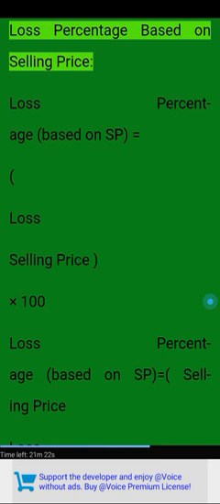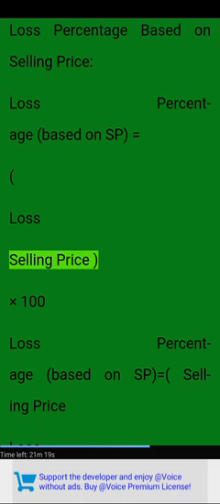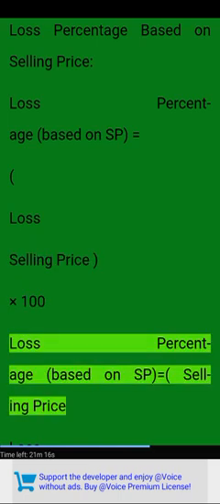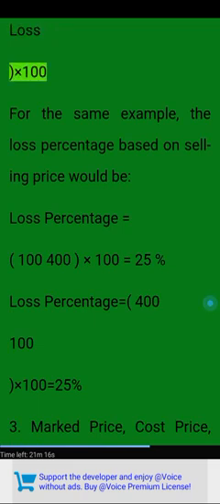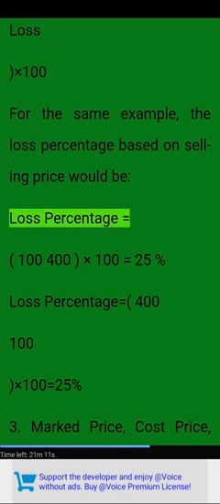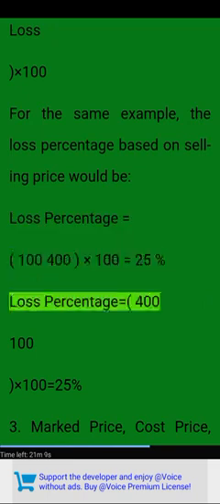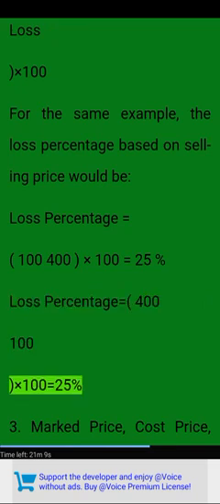Loss percentage based on selling price. Loss percentage based on SP equals loss divided by selling price times 100. For the same example, the loss percentage based on selling price would be loss percentage equals 100/400 times 100 equals 25%.